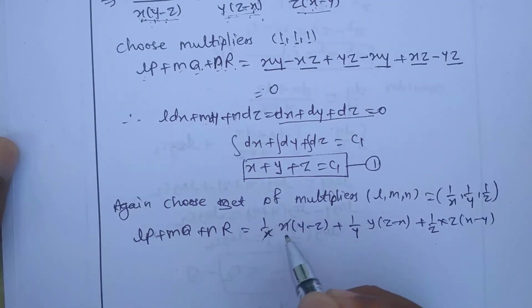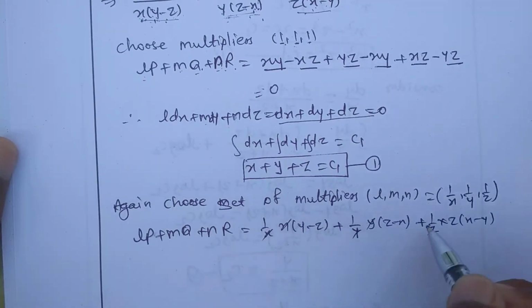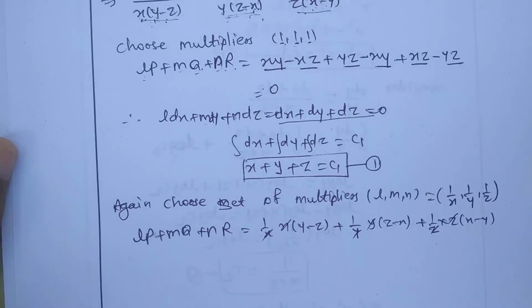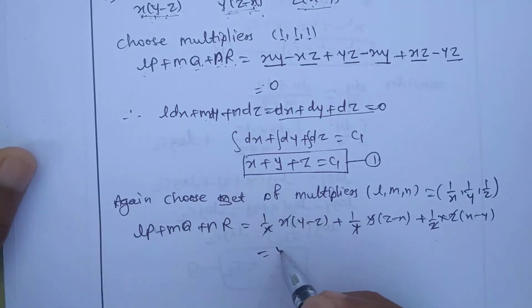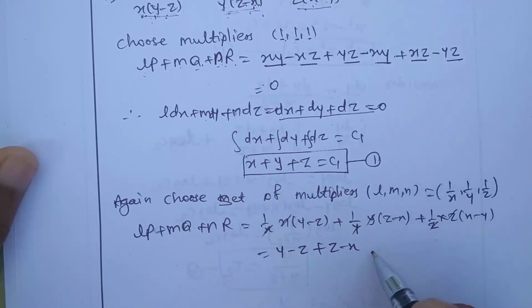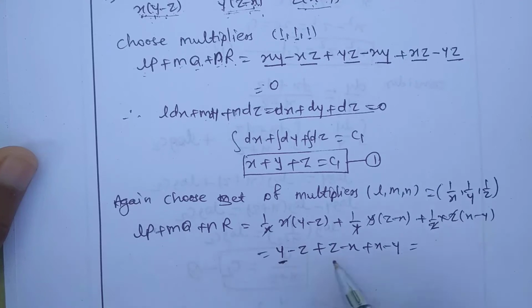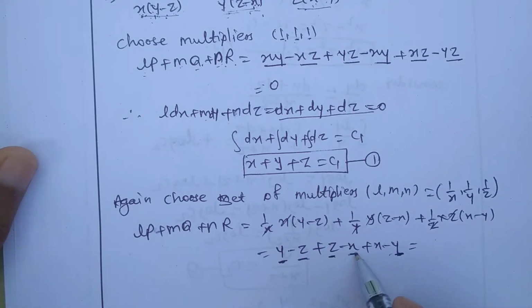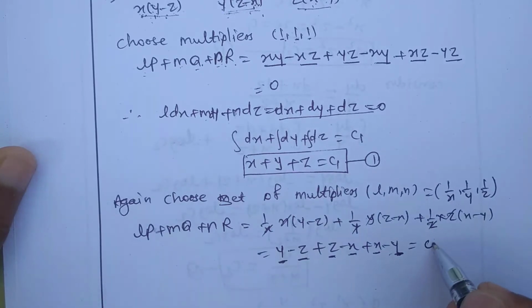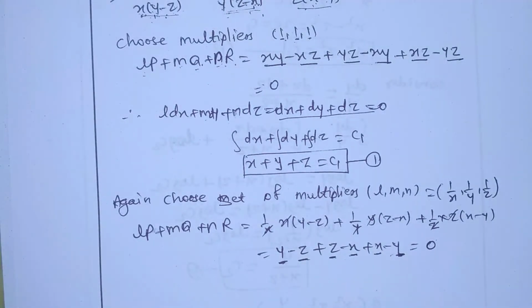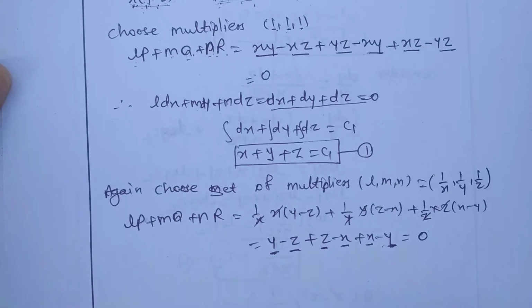So this x and this x get cancelled. 1 upon y and y get cancelled. 1 upon z and z get cancelled. So you will get y minus z plus z minus x plus x minus y equals to, see this y and minus y get cancelled, this minus z plus z get cancelled, and minus x plus x get cancelled. So we will get this term as 0. That means whatever multipliers we choose, these are correct.